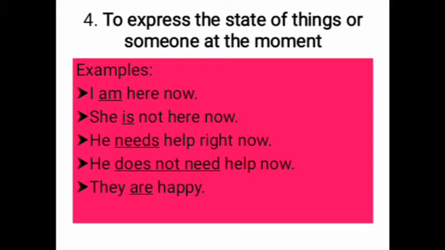Okay, alright. The last one is what? They are happy. What's the verb? Are, and it's in the simple present tense, telling us their state at the moment. So that's number 4. We use the simple present tense to do what? To express the state of things or someone at the moment. Alright. Let's see the next one.